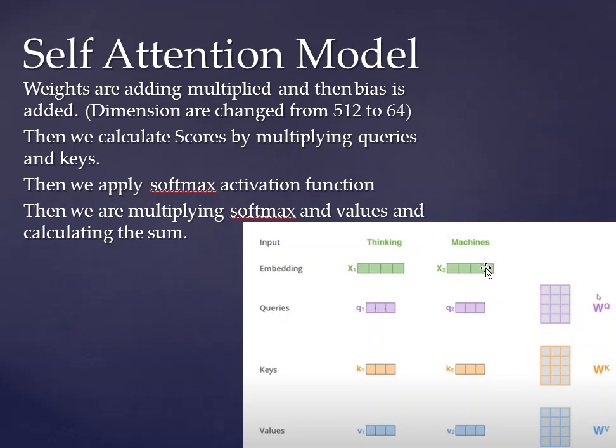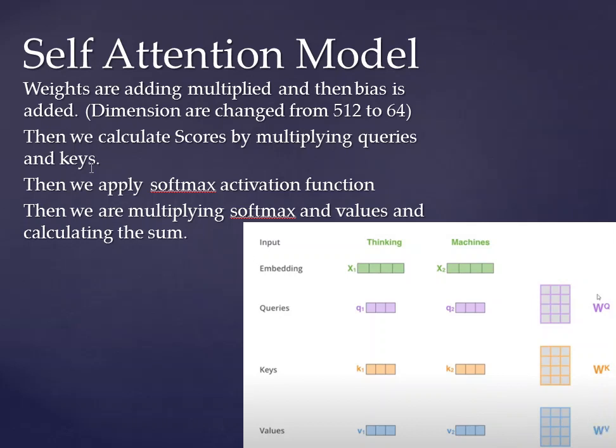Once again, x1 is multiplied with Wq, then we get the result q1. x2 is multiplied with Wq, then we get the result q2. So these are the values that we get from the multiplication. Similarly, we can get k1 and k2, and v1 and v2 from Wk and Wv.